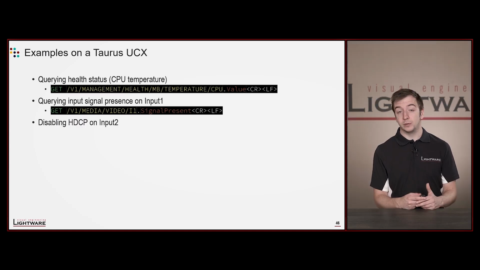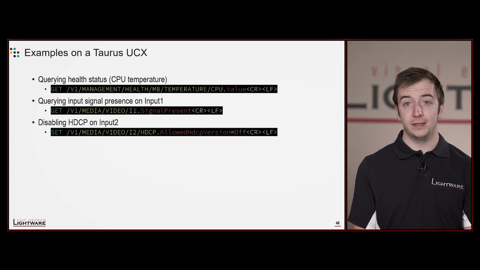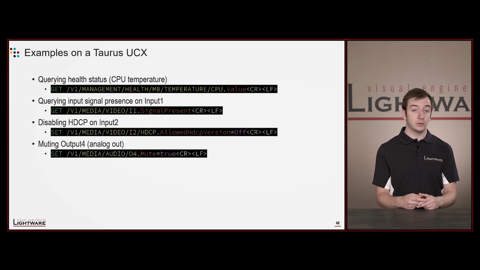You can, for example, disable HDCP on any given input. You can do it by setting the allowed HDCP version parameter to an off value. If you want to mute the analog audio output of a Torus, you should set the mute parameter of the output 4 to true.